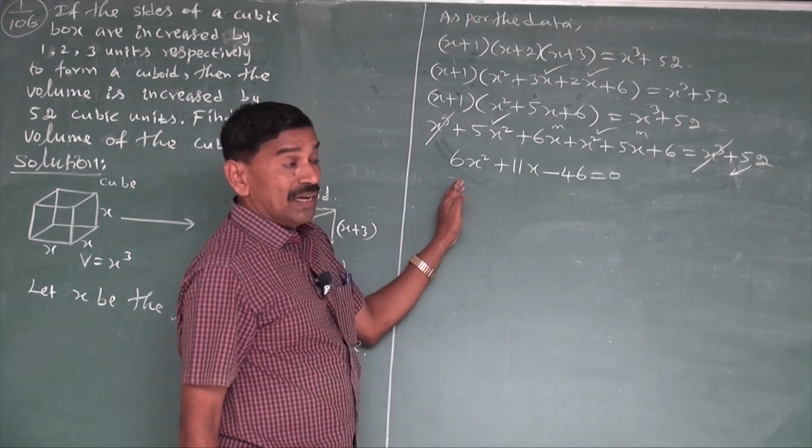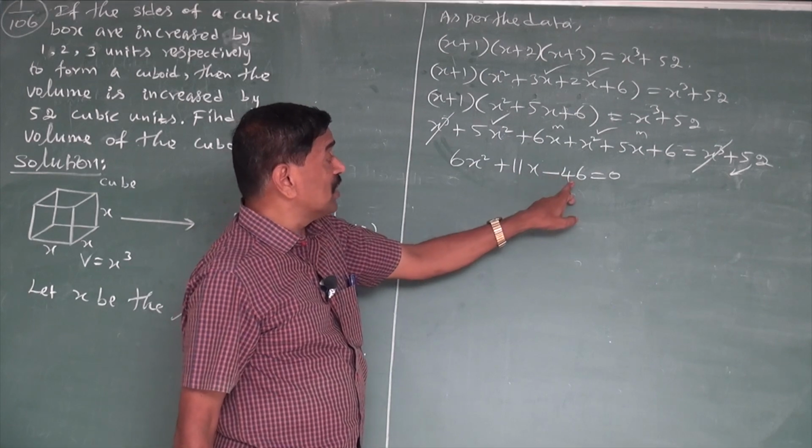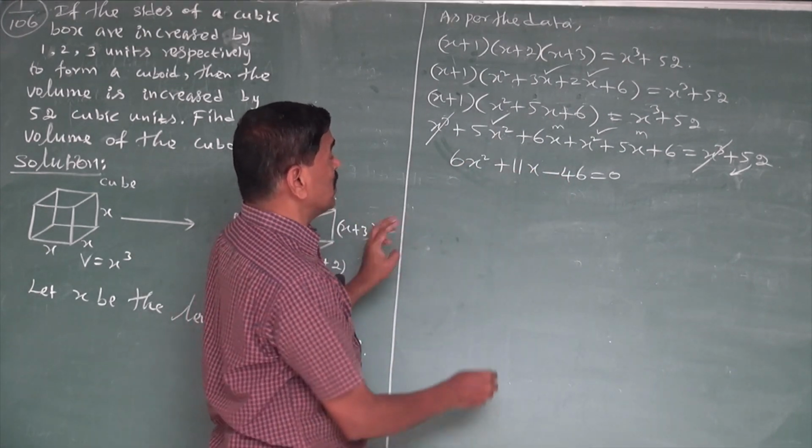Now it is a quadratic equation in the x variable. Listen, x square term, x term, constant, which is a quadratic equation in x variable. So it has two solutions, two roots.